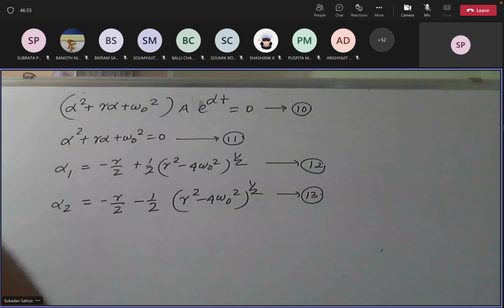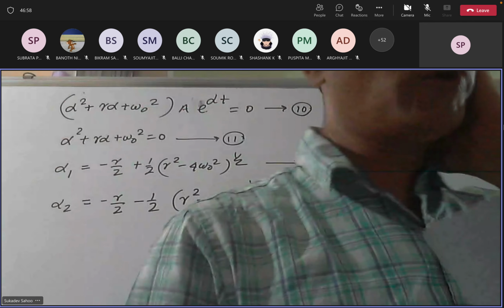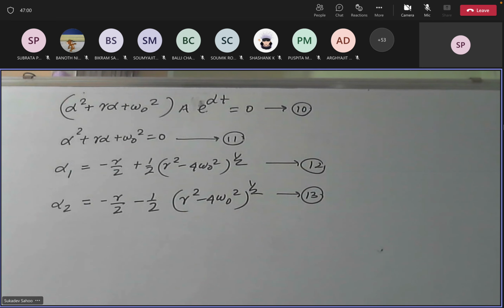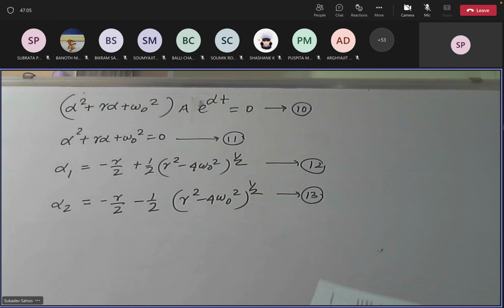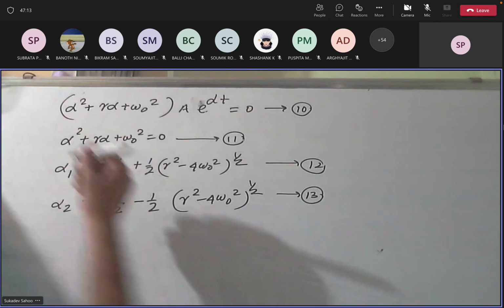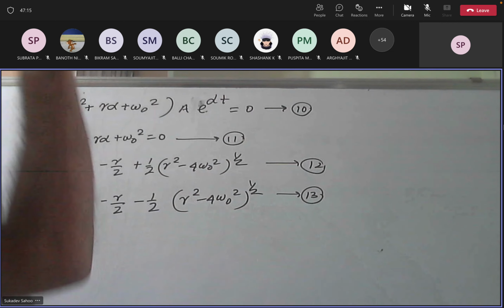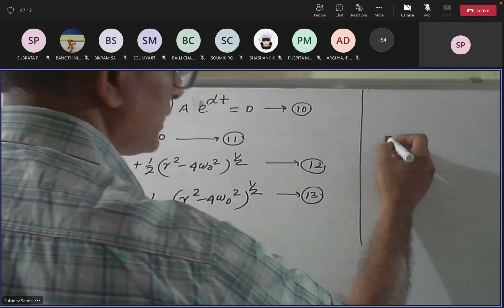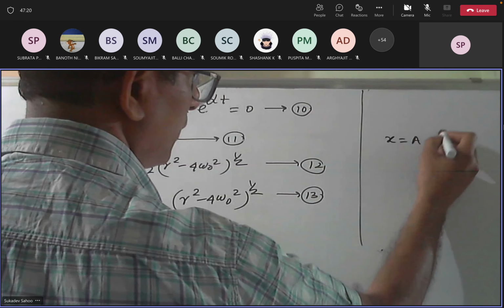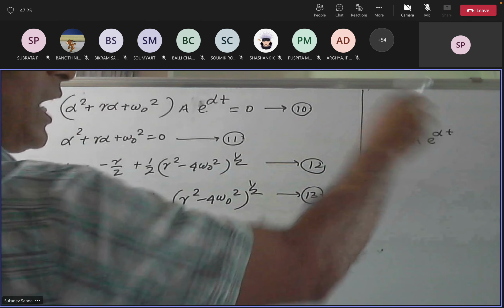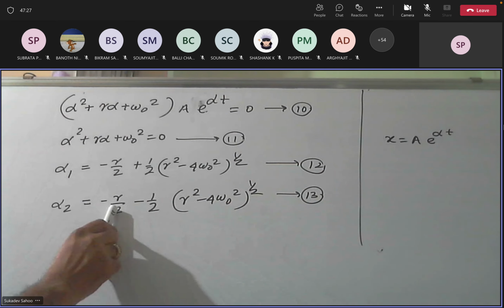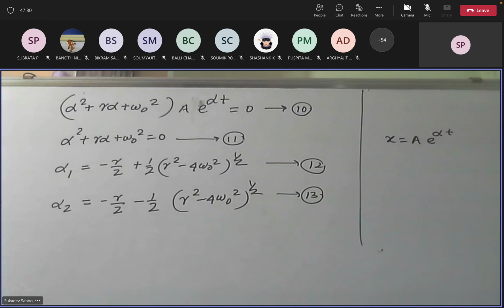Now, again we see that since equation number 4 is a second order linear differential equation, it has two solutions. So these two possible solutions, we have taken the solution of equation number 4 as x equal to a e to the power alpha t initially. Now we have got two values of alpha, that is alpha 1 and alpha 2, which are given in equation number 12 and 13 respectively.